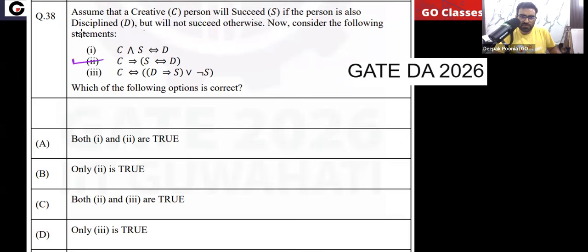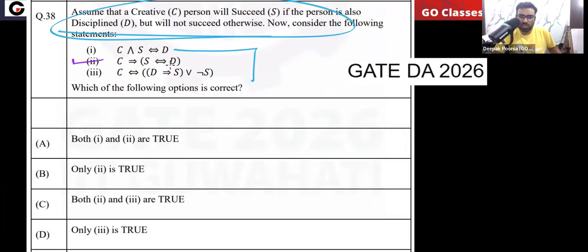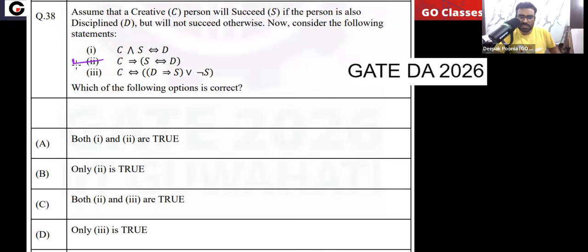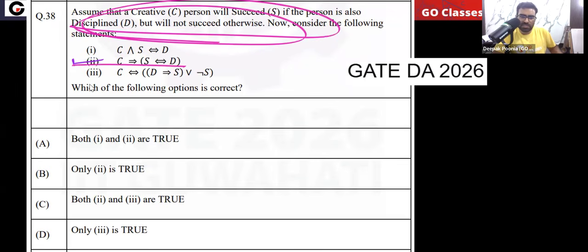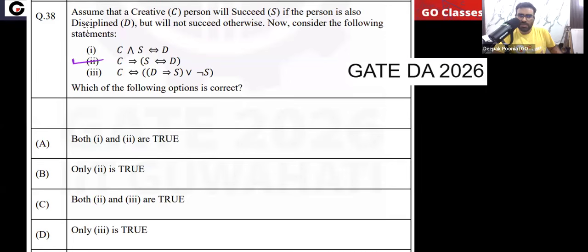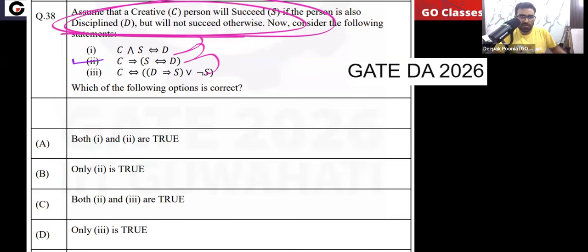But we have to check whether from the given information we can infer the first and third. Remember, the question is not asking which of them is equivalent to the given statement. The second is actually equivalent to the given information, but the question is simply saying that you assume this statement, and after assuming it, you find which of these expressions is true. So we have to check what we can infer from this given information.